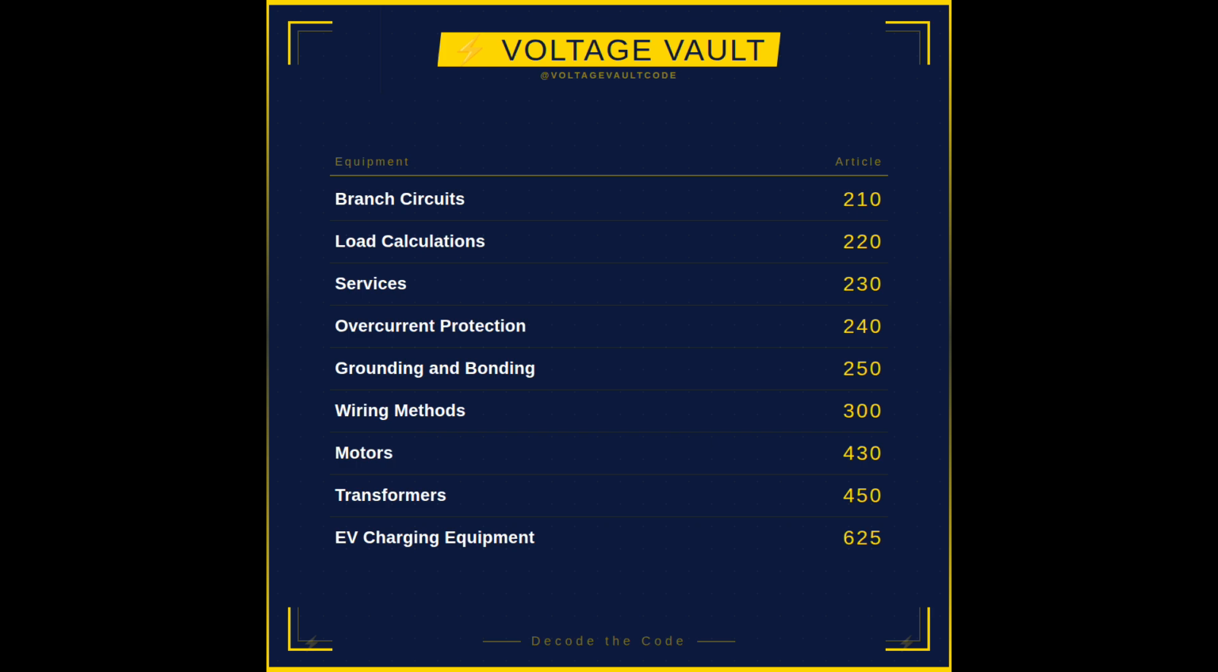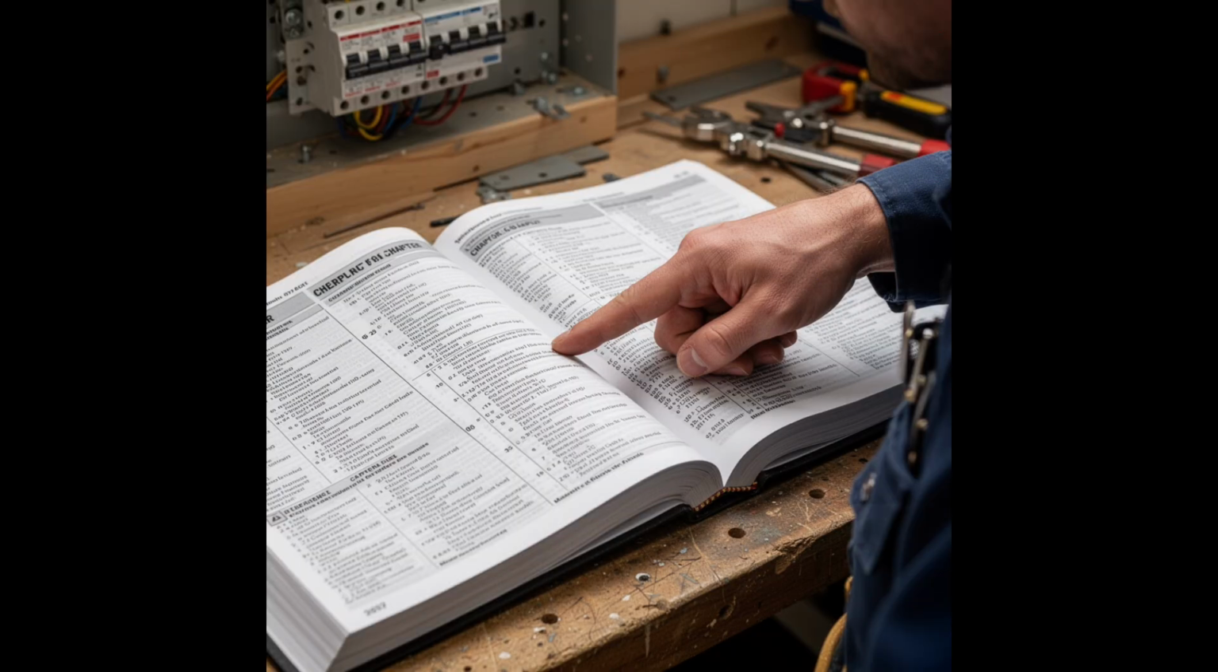Once you know the article, go directly to the section you need. For example, if you're sizing motor conductors, you go to Article 430. Then jump directly to Section 430.22, which covers conductor sizing for a single motor. The NEC isn't meant to be read from start to finish. It's meant to be navigated directly to the rule you need.